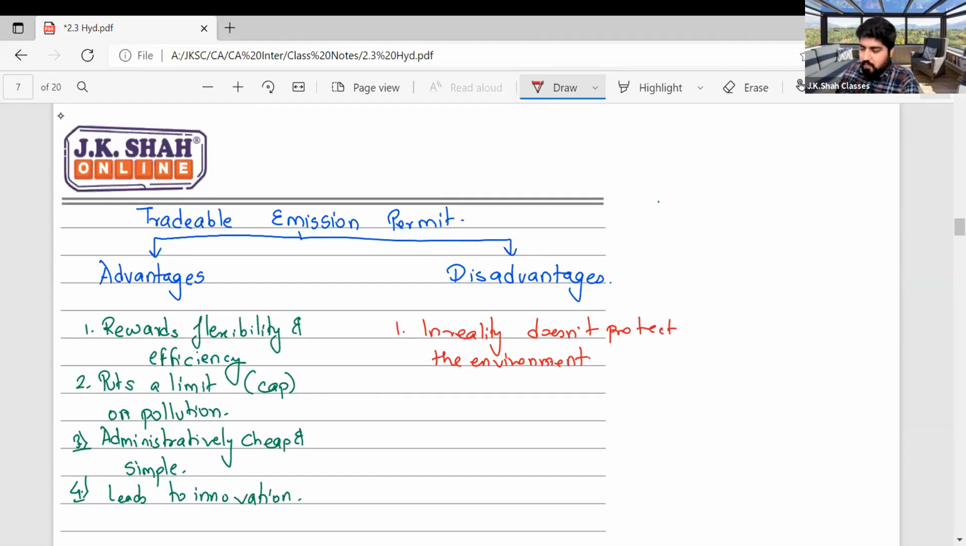Next, point number 2. Black marketing and corruption. This is self-explanatory. Black marketing will take place, corruption. This is what we have already seen. Many of you must have seen it live also. Corruption, black marketing. This is not new to Indians. Come on. Next.